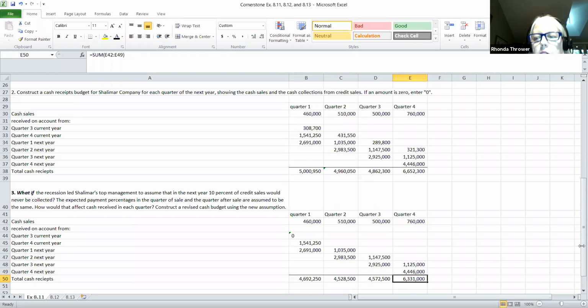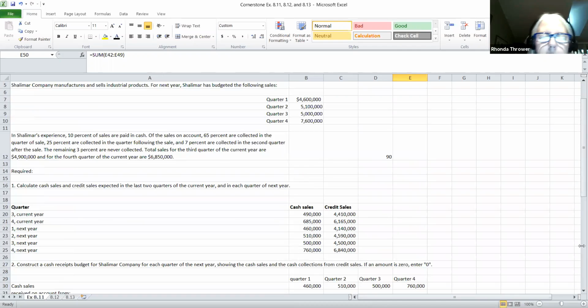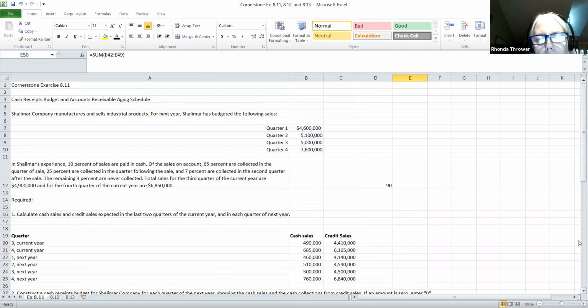So there's a pattern to this, class. It's kind of like a brain teaser at first, but once you get into the pattern, then you can see it's pretty simple. All they're showing is the first portion of the cash receipts budget, which is collecting cash from cash sales or from sales on account. So that's all I want to talk to you about.